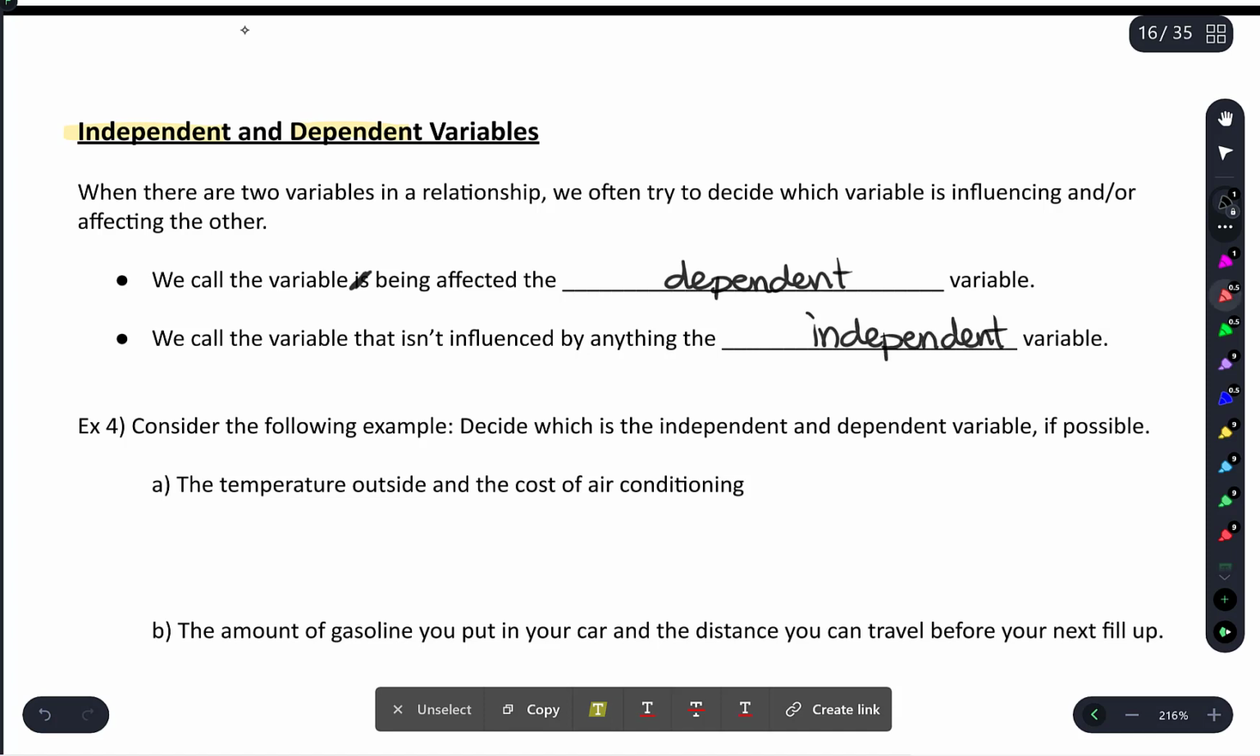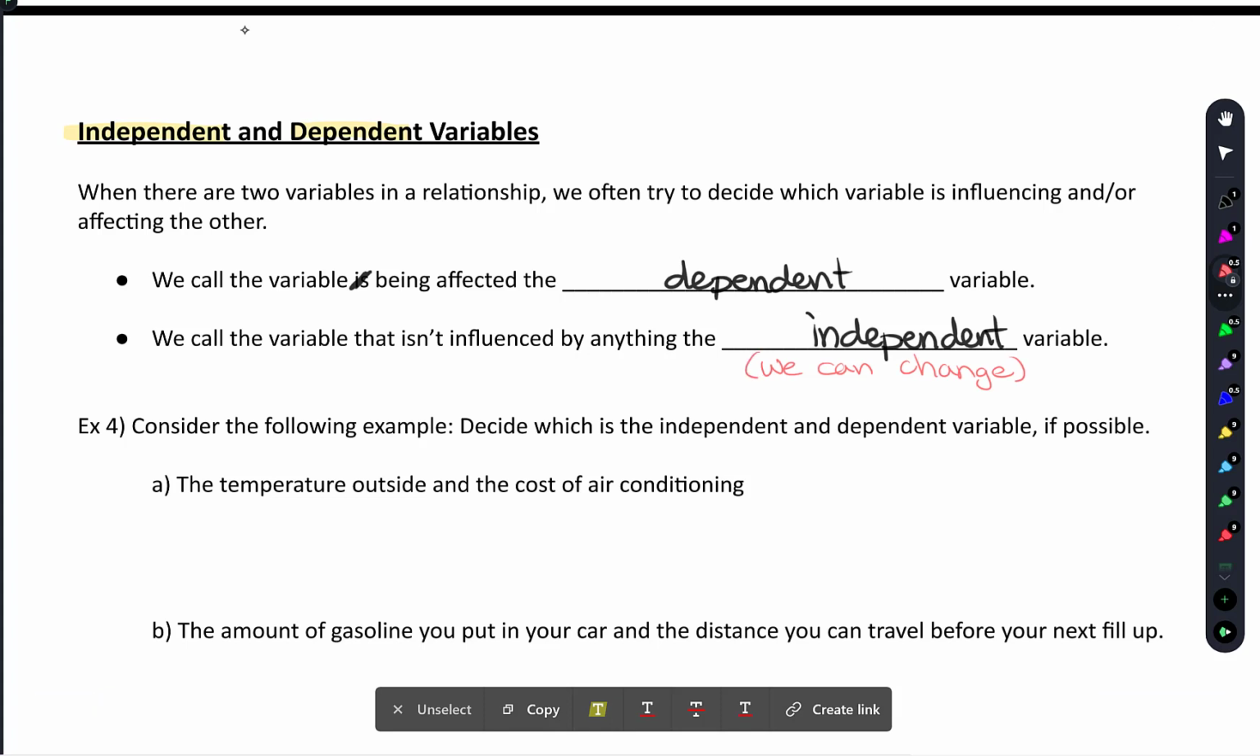Now that's the one I'm going to put here, we can change. It's the one that we have access over. Okay, so I can manipulate it all I want, and I'm then going to find out how does the other variable change because of it. Okay, so we want to decide which of the two variables, now all of these examples are going to have two variables. We want to find out which one's the independent and which one's the dependent variable.